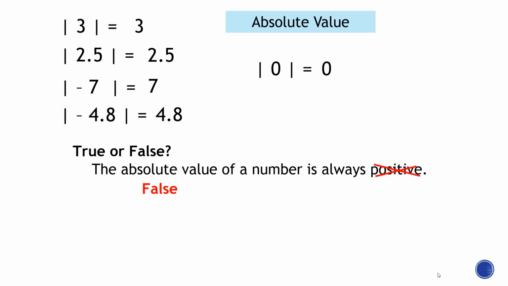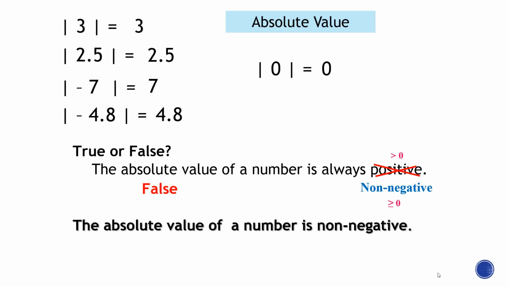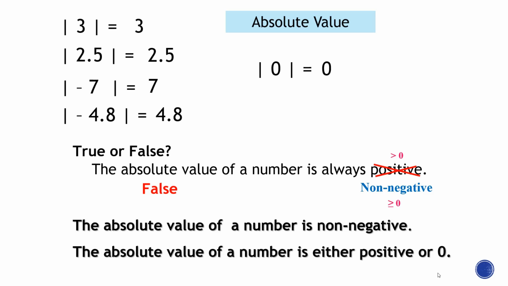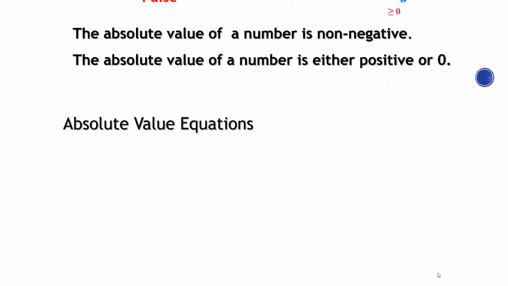So we can replace that positive with non-negative. The absolute value of a number is always greater than or equal to 0. So the absolute value of a number is non-negative, and the absolute value of a number is either positive or 0. So these statements are basically the same.